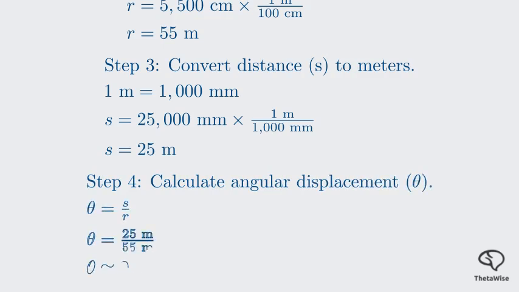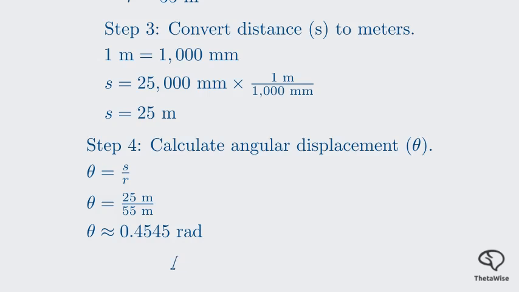This results in approximately 0.4545 radians. Rounding to 3 decimal places, the angular displacement is 0.455 radians. Comparing this to the options, we see it matches option D. So, the correct answer for 2.1 is D, which is 0.455 radians. We have successfully used the arc length formula to find the angular displacement.